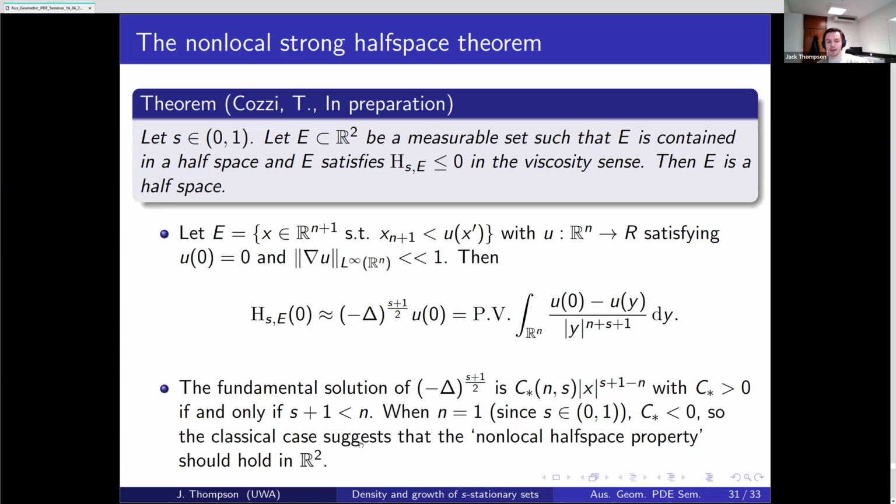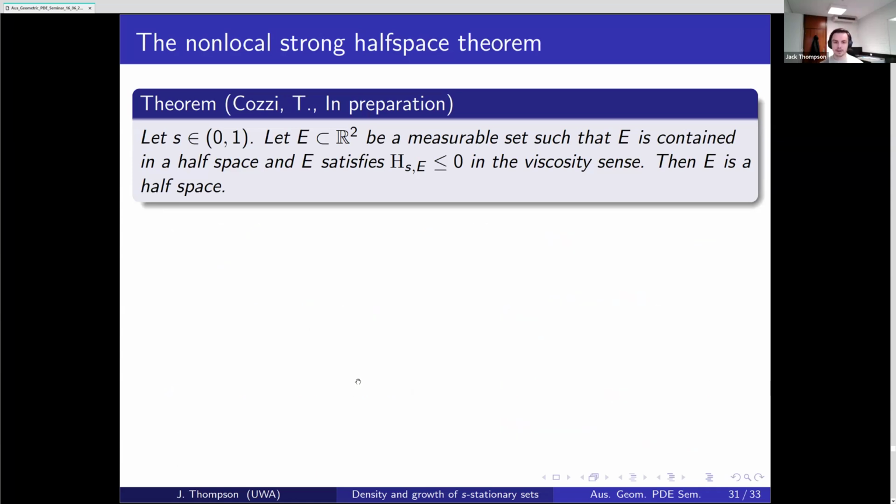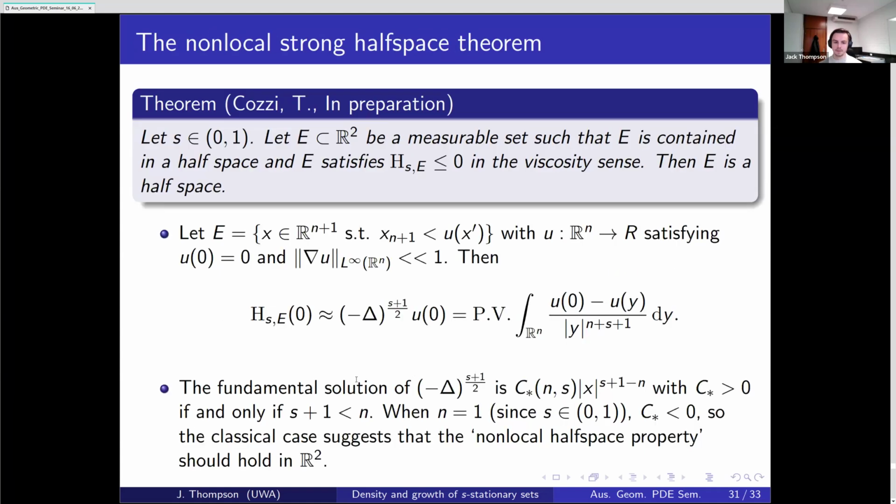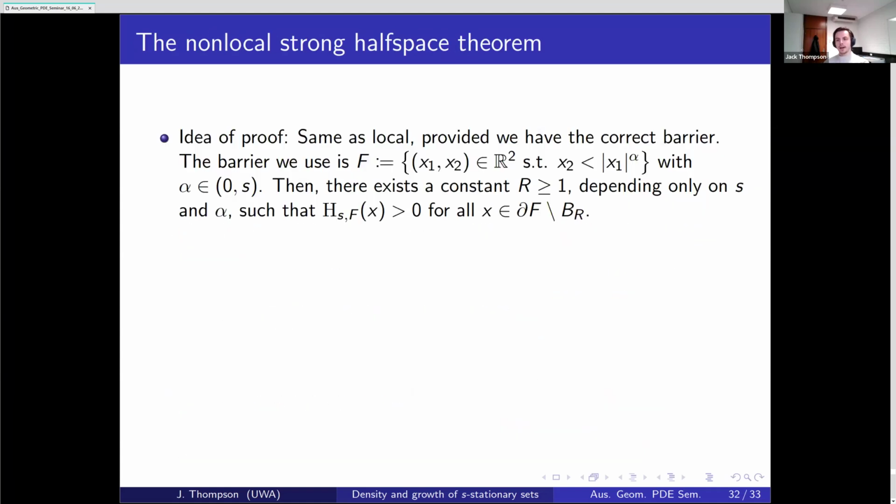So the classical case suggests that the non-local half space property should hold in R2 if we follow the same arguments as in the previous slide here. Okay, and this is what we prove. And the argument is actually very simple. It's exactly the same as the local, provided that we construct the correct barrier.